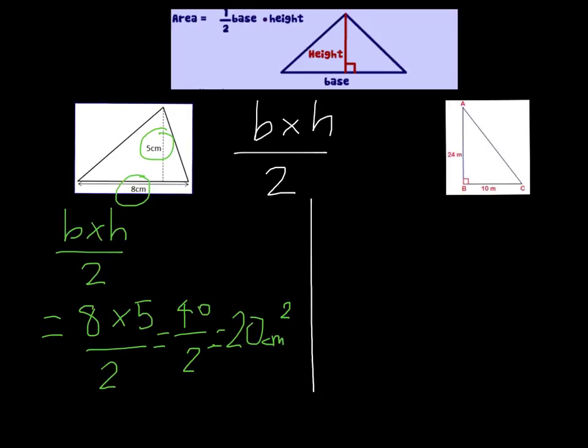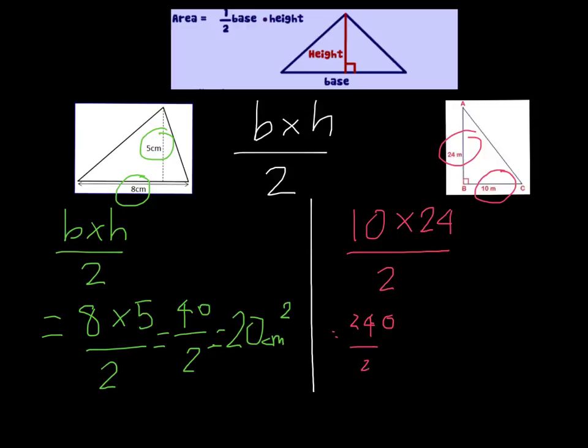For the second one, same thing. Base of 10 meters, height of 24 meters. So the base of 10 times the height of 24 and divided by 2. So I know that 10 times 24 is 240, divided by 2, which will give us the area of 120 meters squared. We could also use the other formula if we wanted to, just to show how we use it.